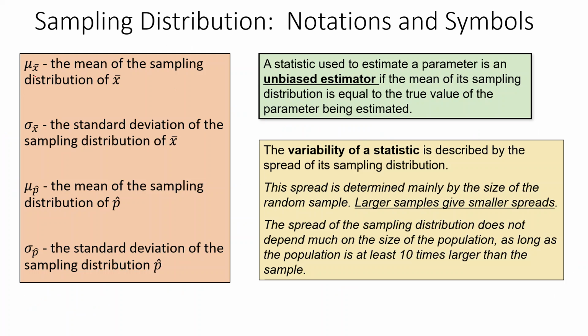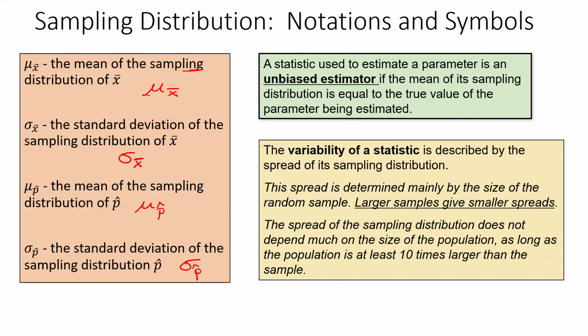All right, so notation I've kind of been using already. If we want the mean of the sampling distribution, it's mu with a little sub x bar. The standard deviation of the sampling distribution is sigma with a sub x bar. The mean of a sampling distribution if we're working with a proportion is mu sub p hat, and the standard deviation is sigma sub p hat if we're working with p's.